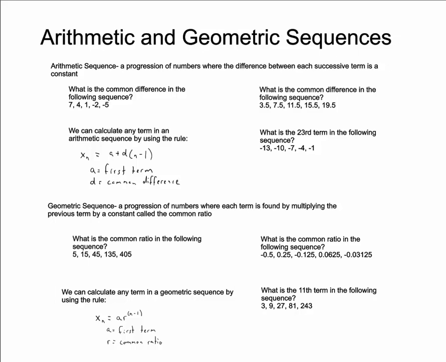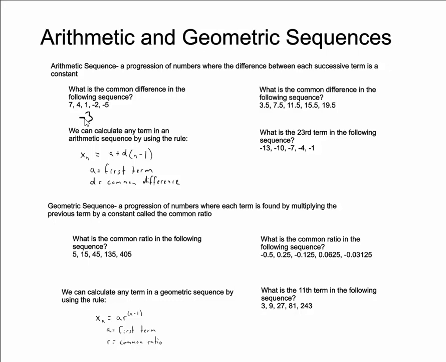So let's look at the first example. What is the common difference in the following sequence? 7, 4, 1, negative 2, negative 5. So let's subtract the first term from the second term. We'll get 4 minus 7 is equal to negative 3. So negative 3 is the common difference. You can double check that by taking the fourth term and the third term, the fifth term and the fourth term, or anything like that. You know this is an arithmetic sequence because negative 3 is the common difference between successive numbers.